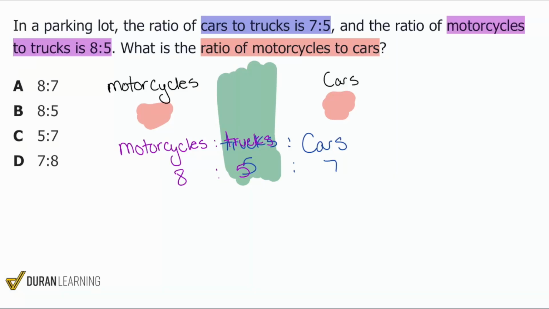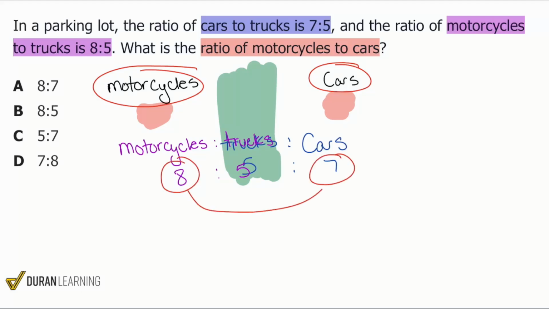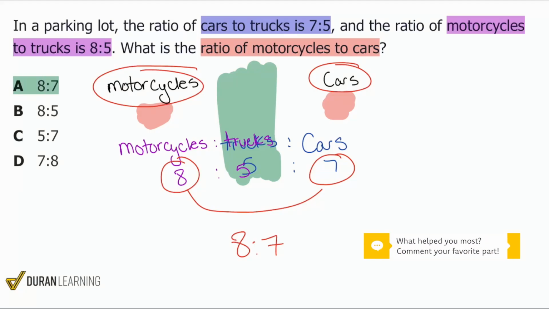Remember, I want to go from motorcycles to cars. That is the comparison 8 to 7. Boom. There's the ratio 8 to 7. And my final answer is answer choice A. Notice that it's a little bit of a puzzle, but once you get that puzzle sorted out and you're paying attention to the question sentence, notice how much easier it becomes.